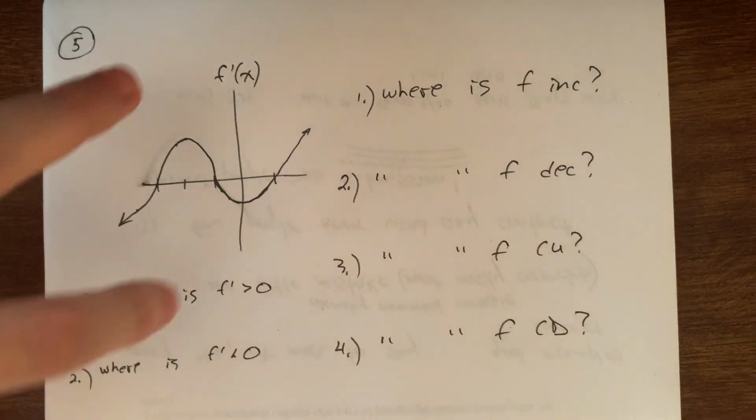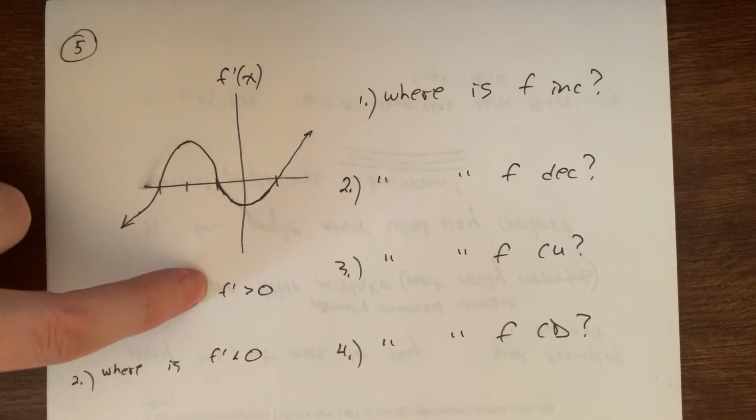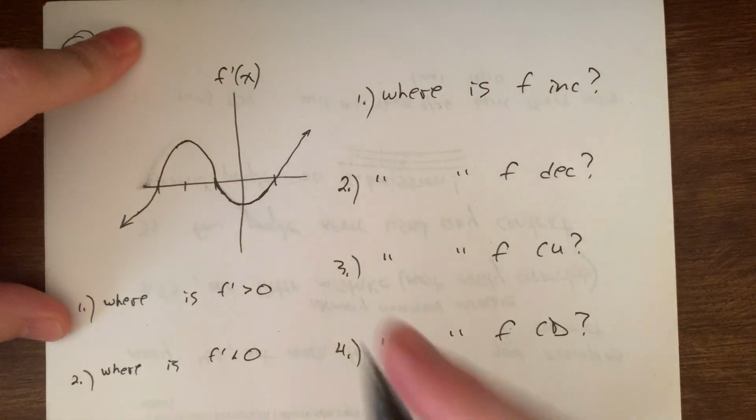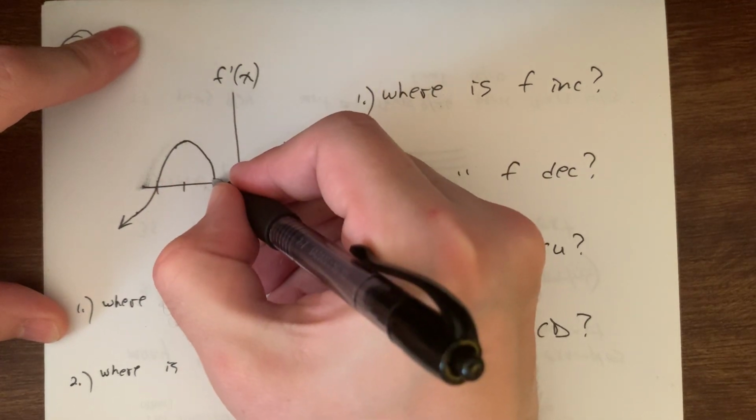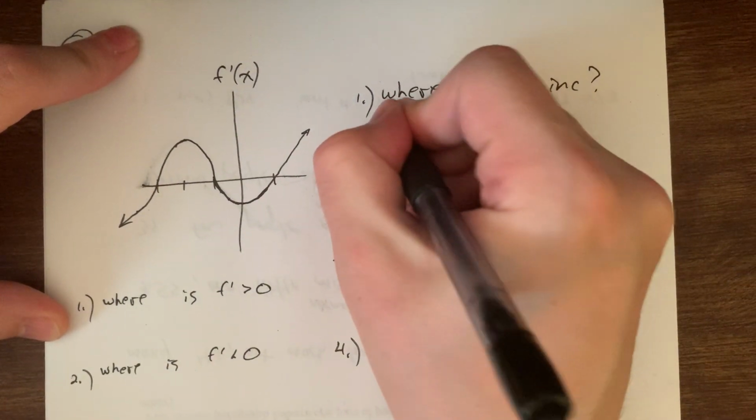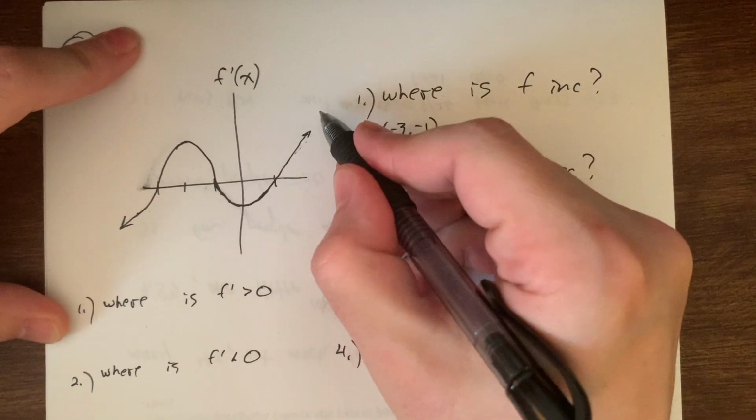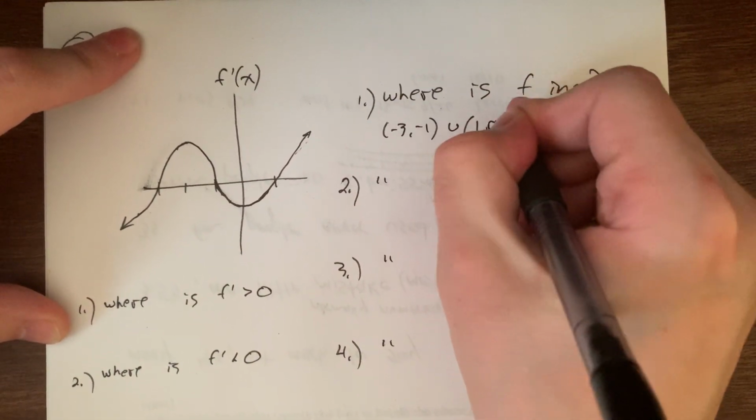And now we can just look at the graph. Where is f prime greater than 0? Wherever it's above the x-axis. It's above the x-axis here, so that's -3 to -1. And it's also above the x-axis here, and that would be 1 to infinity.